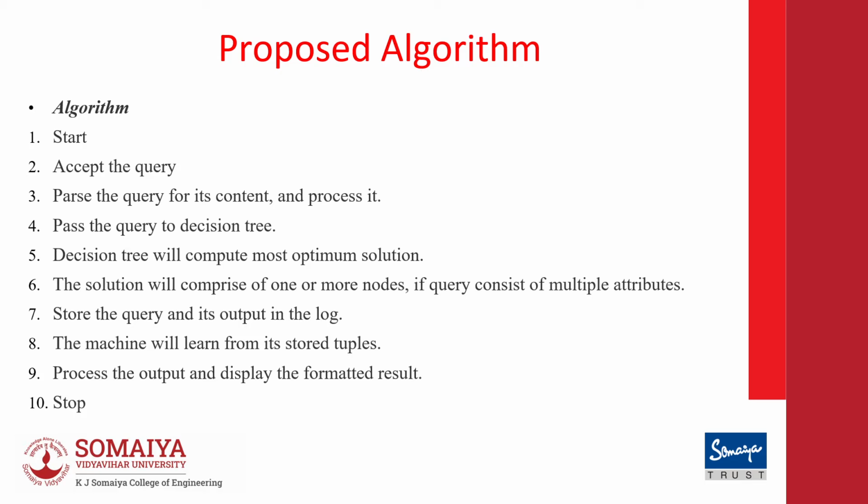Then it will pass the query to the decision tree. Then the decision tree will compute the most optimum solution. The solution will comprise one or more nodes. If the query consists of multiple attributes, then it will store the query and its output in the log. Then the machine will learn from its stored tuples. It will process the output and display the formatted results.